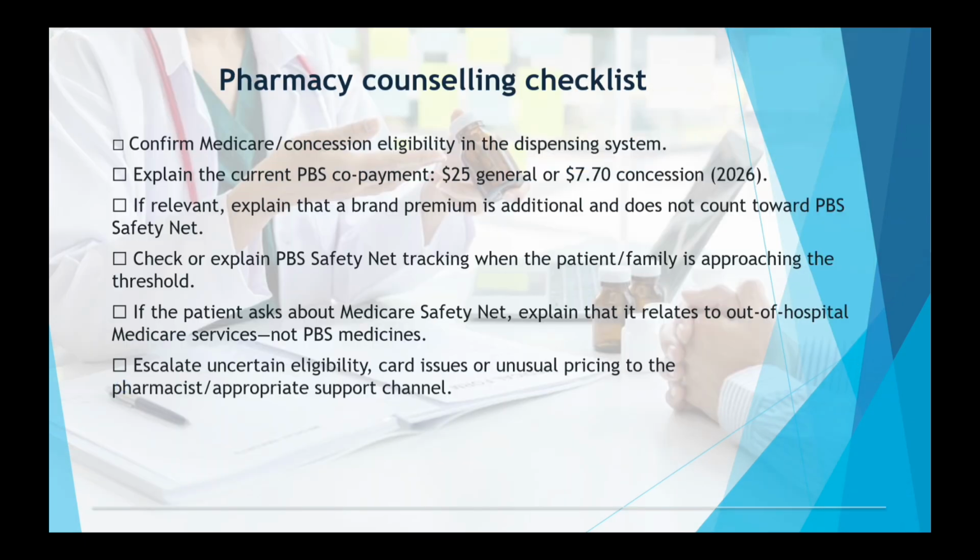Okay, yeah, and pharmacy counseling checklist. Confirm Medicare concessional eligibility in the dispensing system. It will be shown over there. Explain the current PBS co-payment, $25 general or $7.70 concessional. This is for 2026. And you can explain about the brand premium, and you can check the PBS safety net tracking, and you can add the family if they haven't added. Okay, and you can explain about the Medicare safety net, and the difference between the Medicare safety net and the PBS safety net.